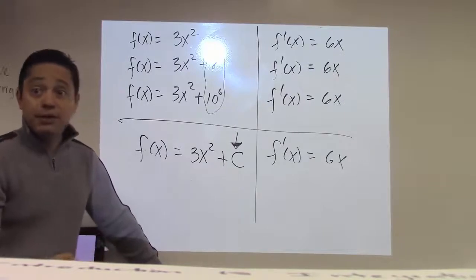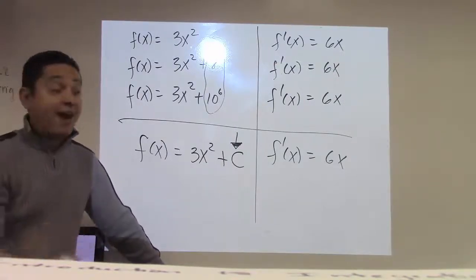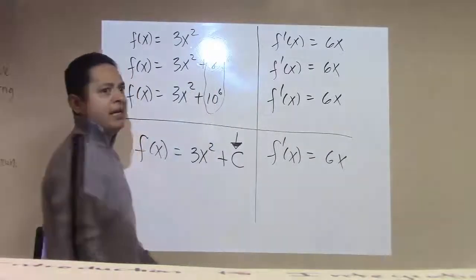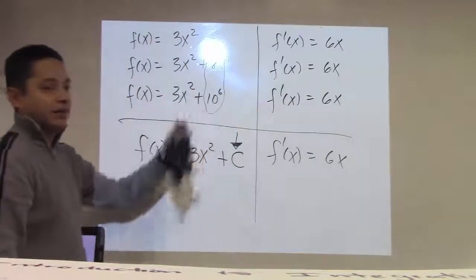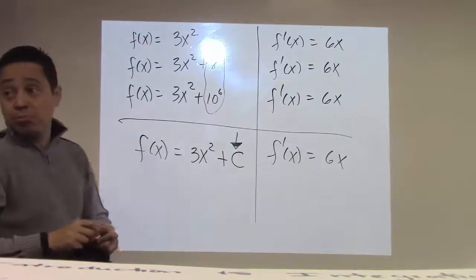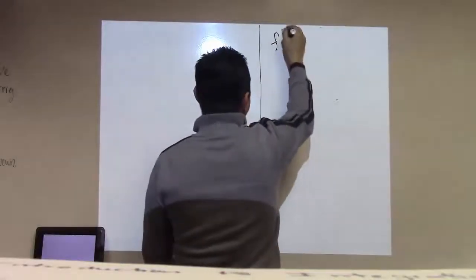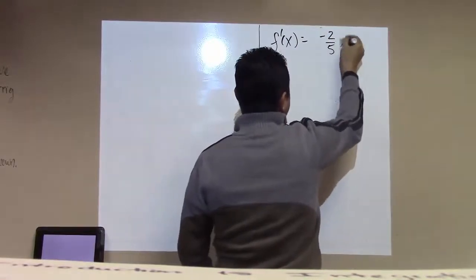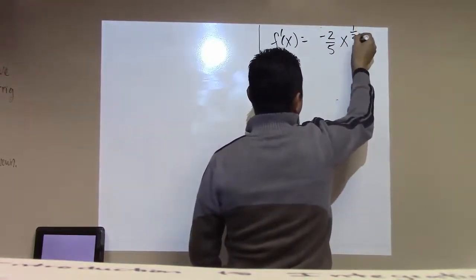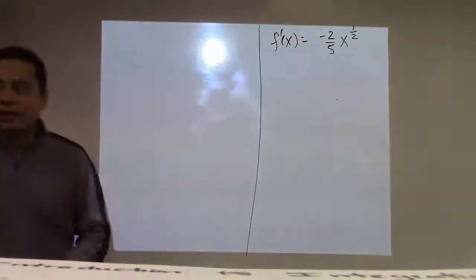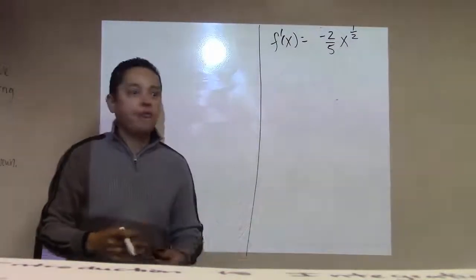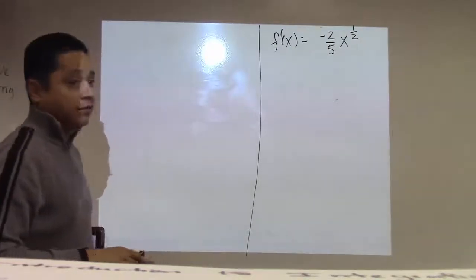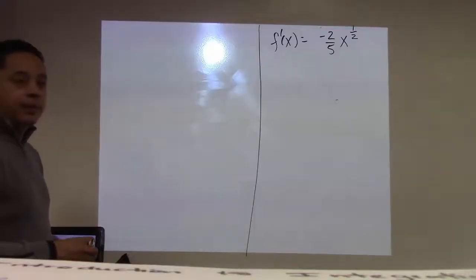So an antiderivative spits out a family of functions. Spits out this one, this one, this one, this one, many, many, many functions, all of them, because of that constant. Capiche? Derivative equals negative 2/5 x to the 1/2. Same idea, but I'm throwing in some fractions in there to see if you can go through the process of bumping up and dividing. All right, let's bump up.